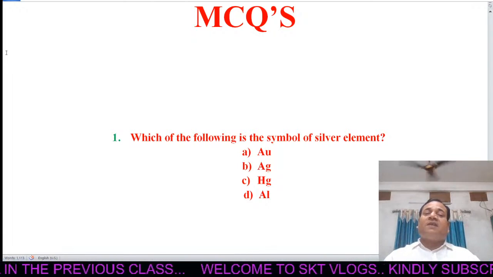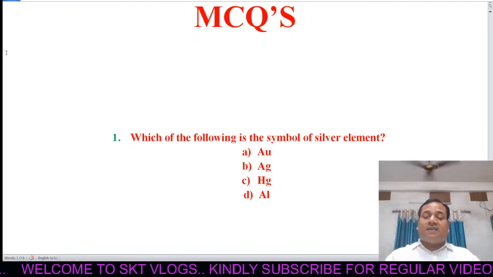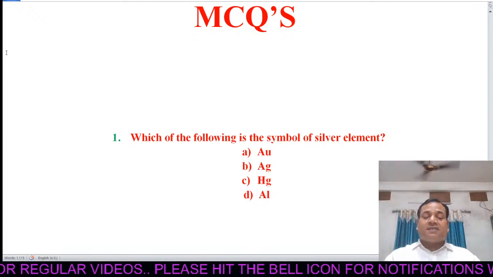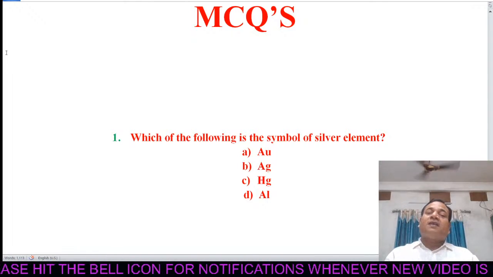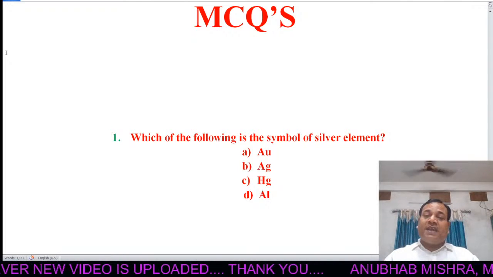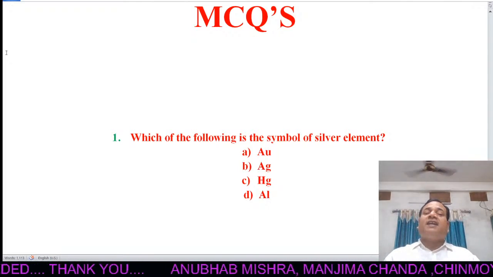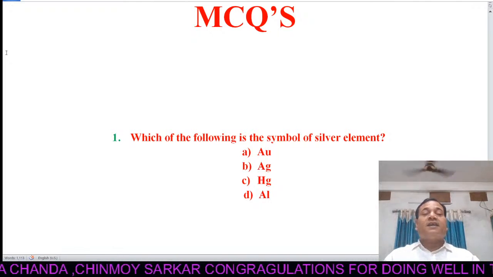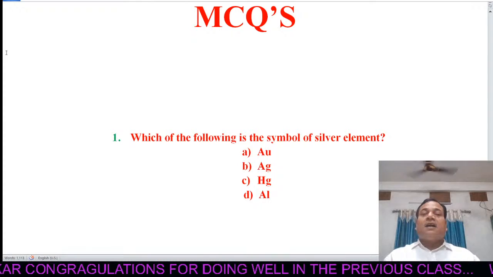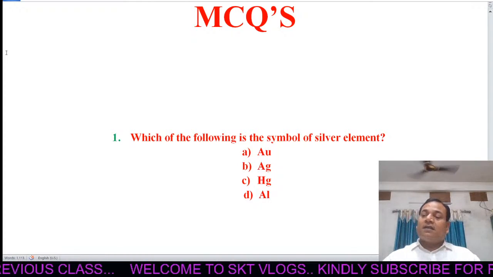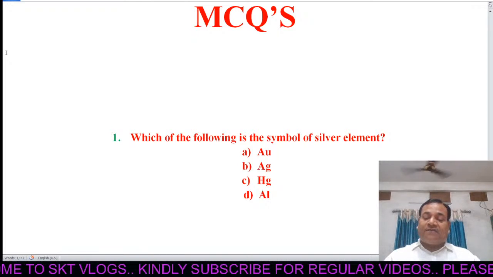First question, which of the following is the symbol of silver element? Four options you are having on your screen: A, AU, B, AG, C, HG, D, AL. What will be the correct answer? आपको आंसर देने के लिए 30 सेकंड मिलेंगे. And let me see who is replying first.